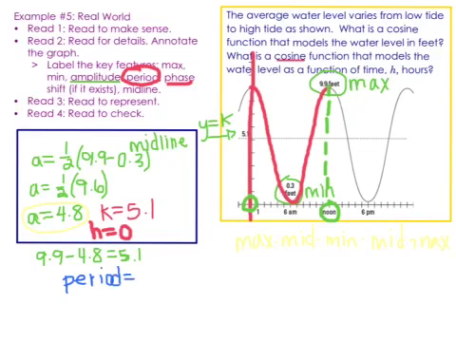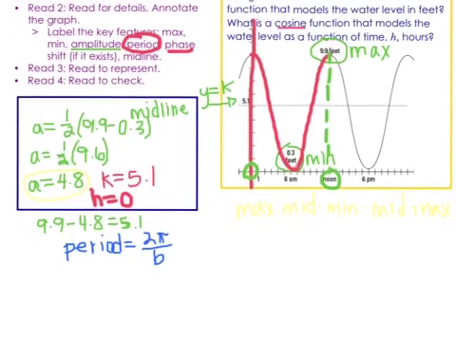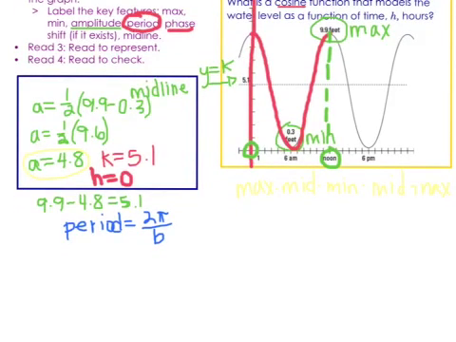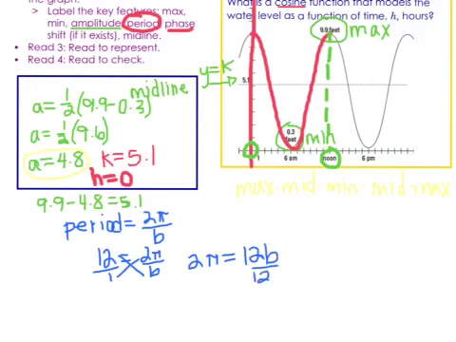period equals 2 pi over b, and we can solve for b. So if I know my period is 12, then 12 equals 2 pi over b. Again, put that 12 over 1, let's cross multiply. We get 2 pi is equal to 12b. And solving for b, I'm going to divide by 12.